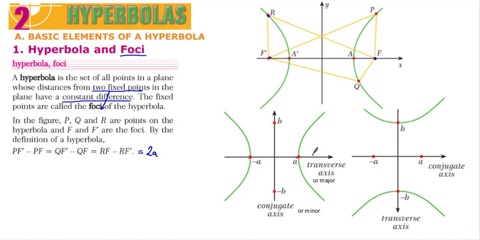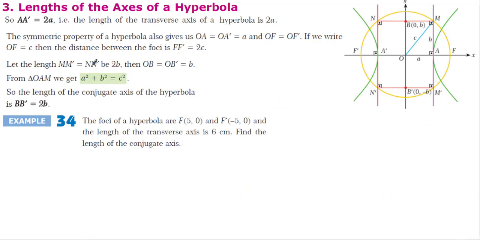The transverse axis is where the foci are, and the conjugate axis is the imaginary axis for us. We are going to use this conjugate axis in the elements too. When the hyperbola opens left and right, the transverse axis is the x-axis. When it opens up and down, the transverse axis is the y-axis. Here it also mentions that the length of the transverse axis, AA prime, is equal to 2a.